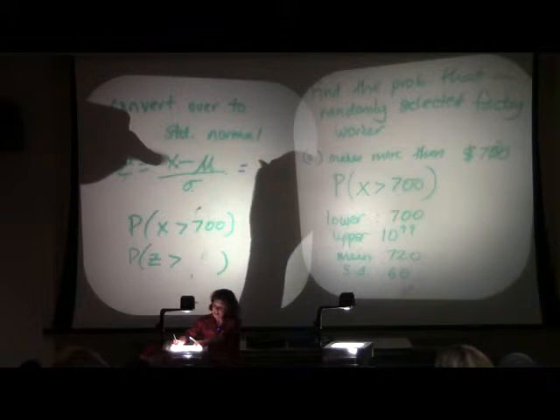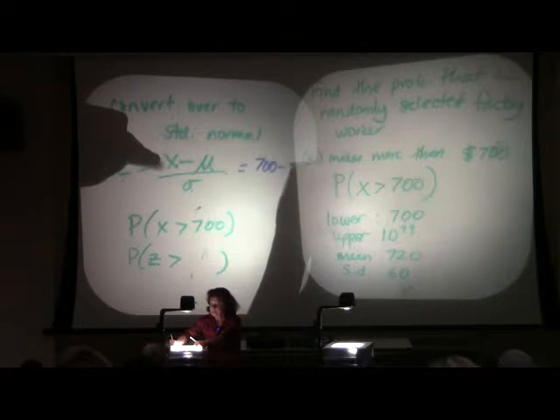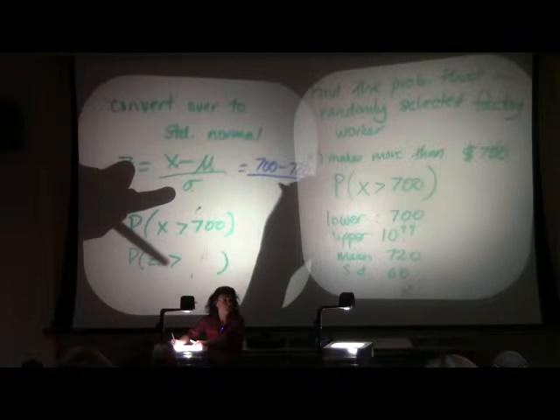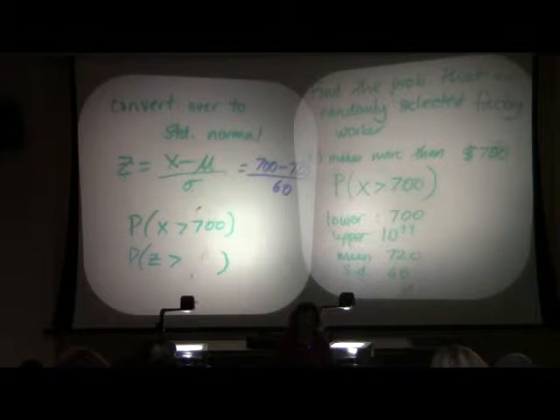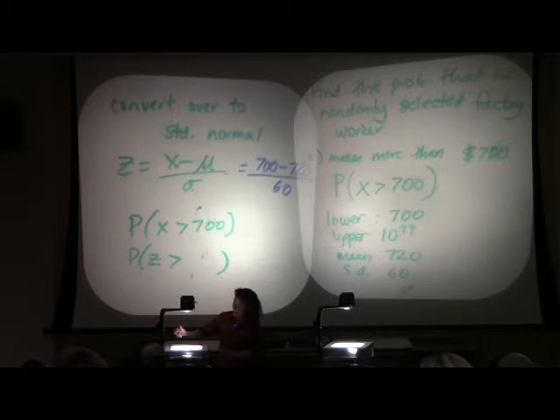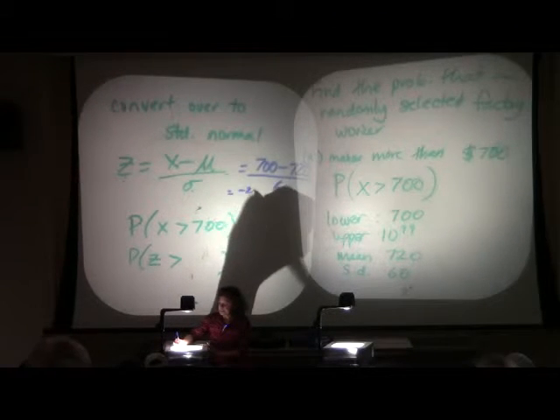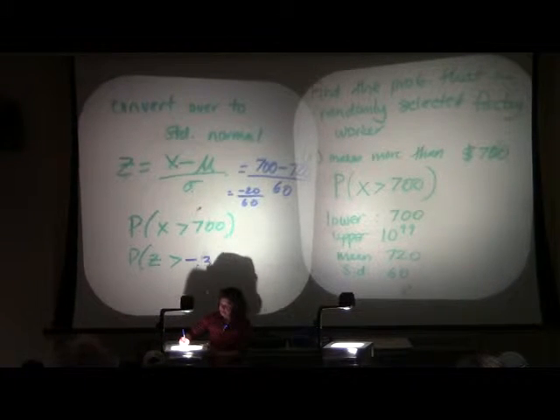Well, my x value is 700. What's my mean? 720. And what's my standard deviation? 60. Do you see how I plugged that in? Now, for those of you guys who found you had a nicer calculator, you can kind of ignore me at this point because you don't have to deal. All right, so 700 minus 720 is negative 20 over 60. You get negative 0.33.